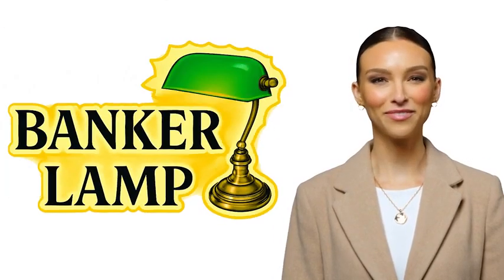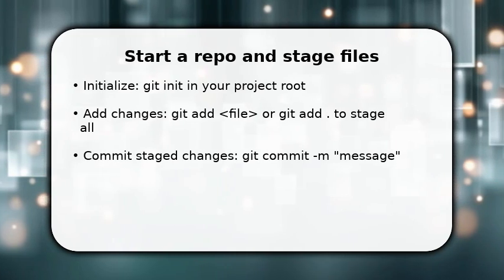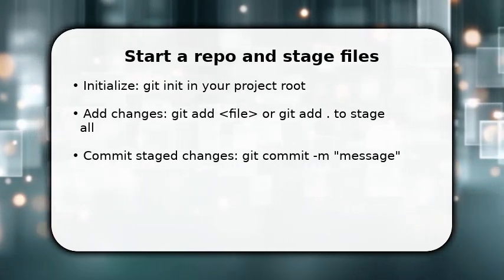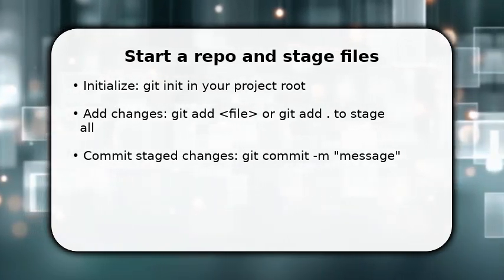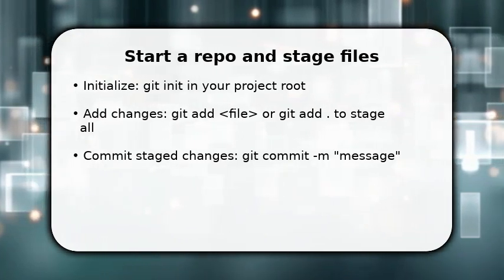Please enjoy the video. You begin by creating a local repository and preparing your first commits. Run git init to make the repo. This sets up the Git metadata so Git can track history.